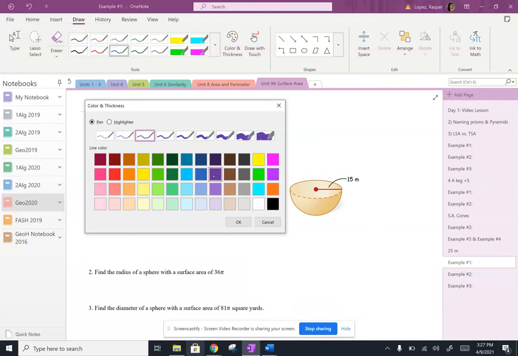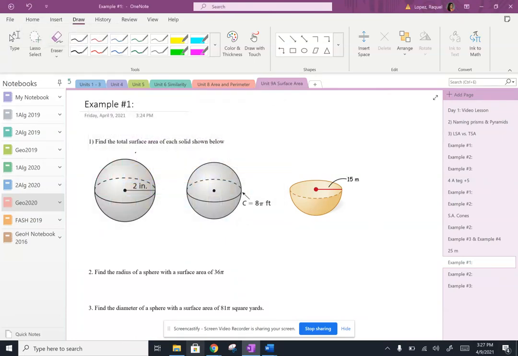All right, geometry. In this video, we'll go over some core level practice with total surface area of a sphere. So if you remember, the total surface area of a sphere is 4 pi r squared. So in this first diagram here, I just need to follow the formula.